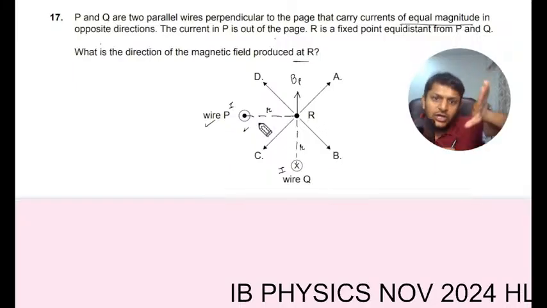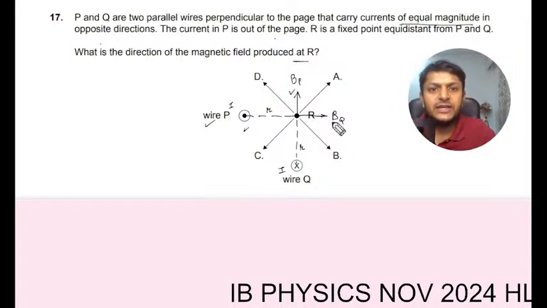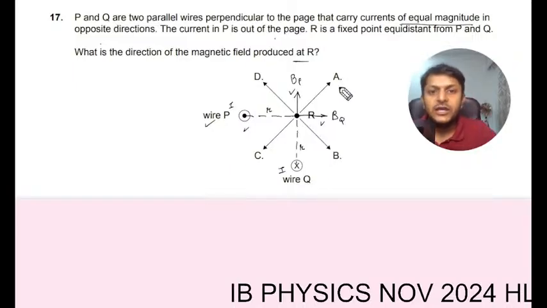Now what about Q? The current is inside and the point is at the top, so it will be this. It means that the magnetic field produced by Q at R will have this direction. So this is B and this is B. Both of them have the same magnitude. Now if both of them have the same magnitude, of course we would have the Pythagoras result here to find the vector summation of both of them. So this will be our final answer.